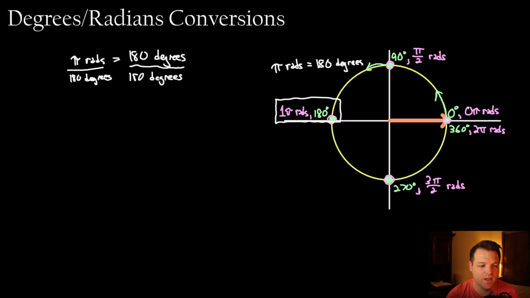So I'm going to do that. I'm going to erase this in a second just to save space. But 180 degrees divided by 180 degrees is 1, right? And the ratio on the other side is pi radians over 180 degrees. So I'm going to get rid of that, and I'm just going to write out the solution here.